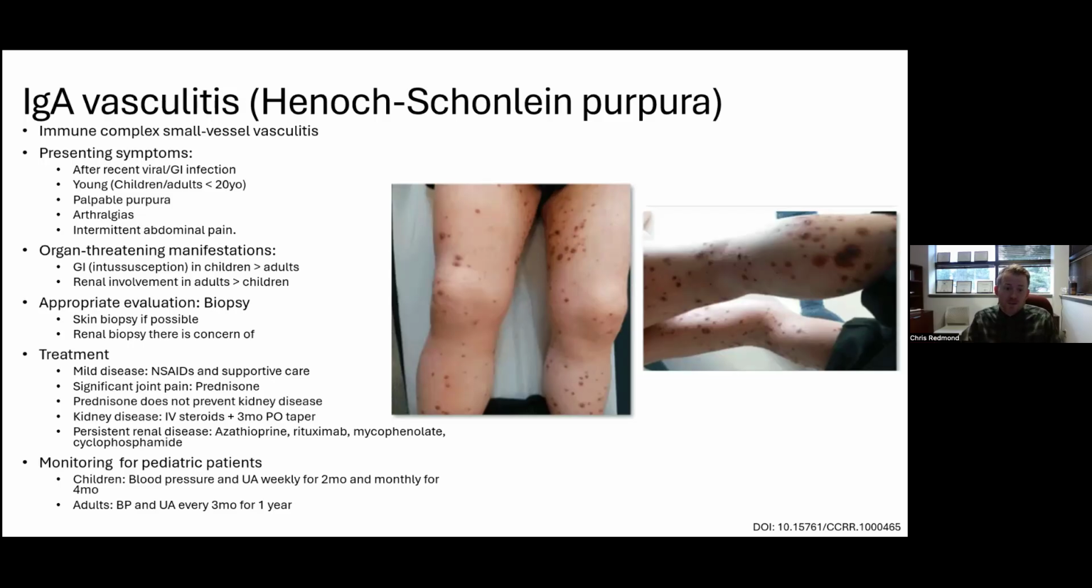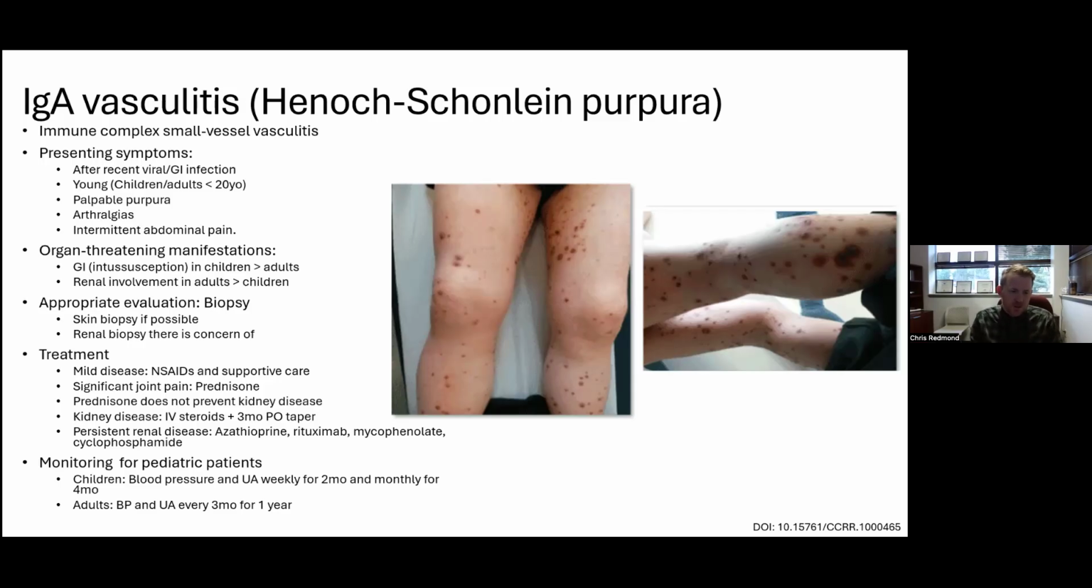So in adults, again, much less common, but you need to watch closely for renal involvement. If they have a skin biopsy, if possible, it doesn't need to be done in all patients, but sometimes it's beneficial, especially if there's a questionable diagnosis, especially in adults. A lot of times, even if the IgA levels are elevated, I've seen this in patients with malignancies and things. And so making sure that you know what you're dealing with.